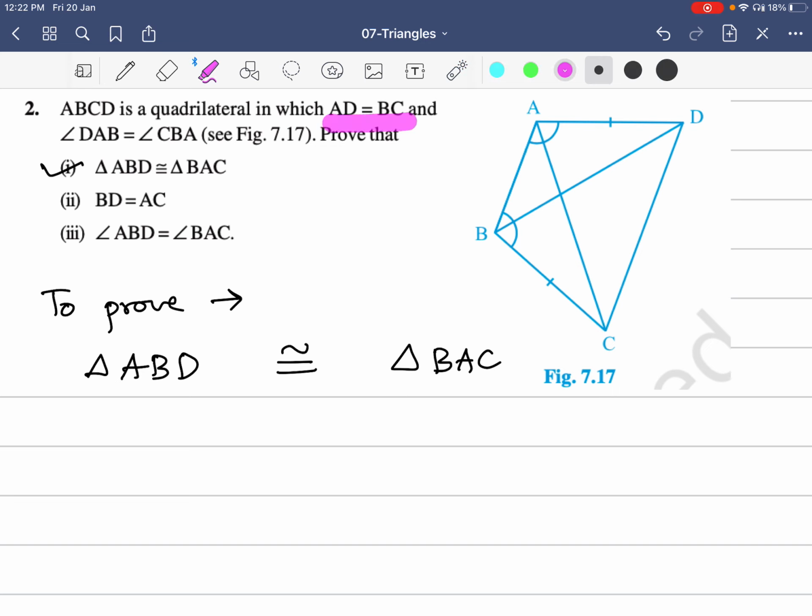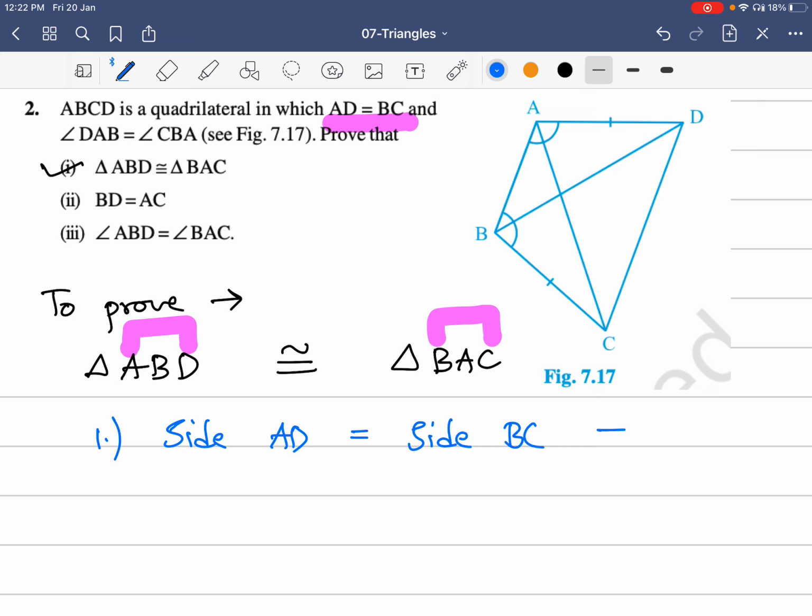In this given information, AD is equal to BC. So this is my AD and this is my BC. AD is equal to BC. So that will be my point number 1. Side AD is equal to side BC. Why? It's given. So this becomes my first point. The second thing which is given is DAB is equal to CBA. Let me use a highlighter.